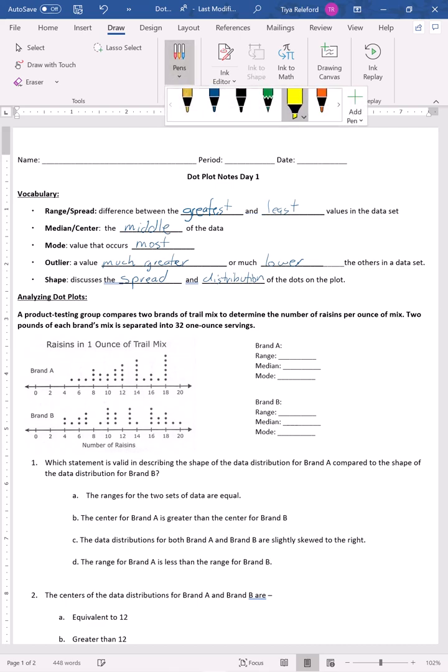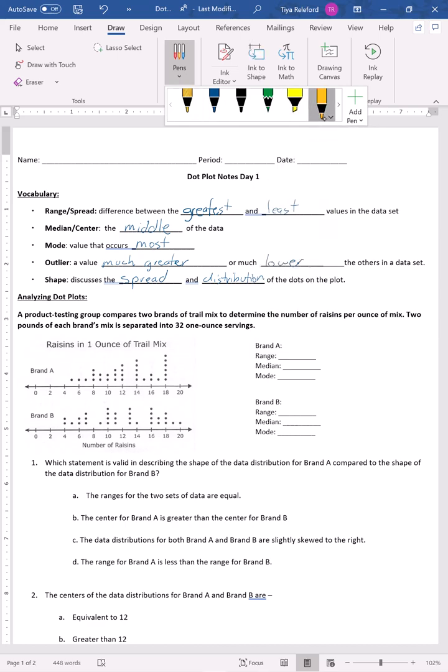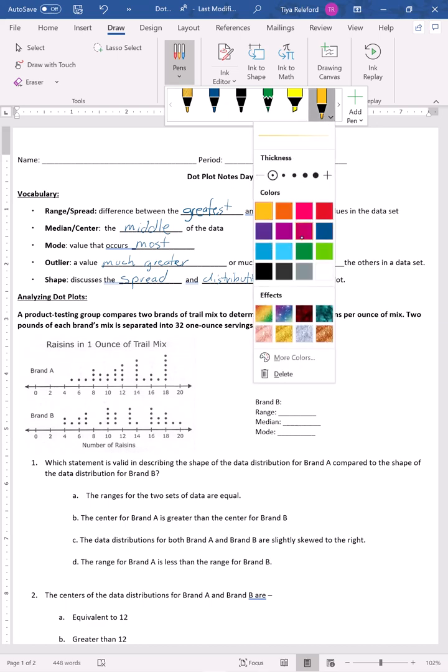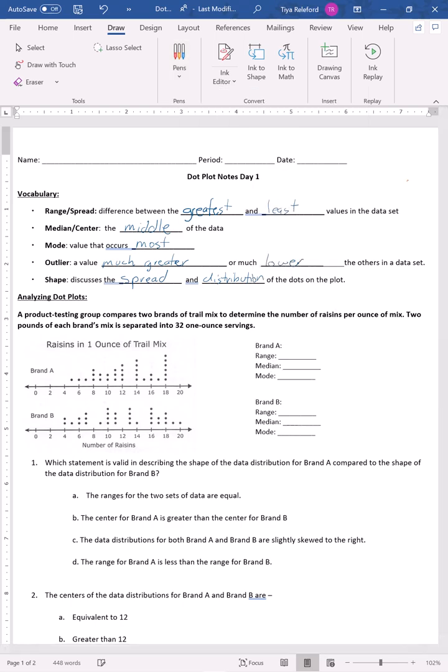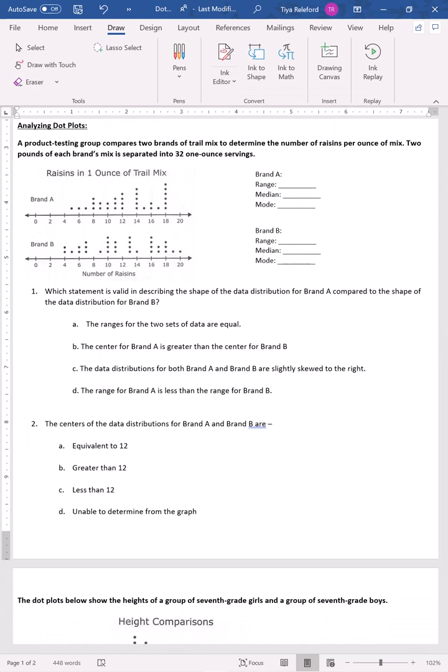These questions are very much vocabulary questions. Okay. So, analyzing dot plots, it says, a product testing group compares 2 brands of trail mix to determine the number of raisins per ounce of mix. 2 pounds of each brand's mix is separated into 32 1-ounce servings.